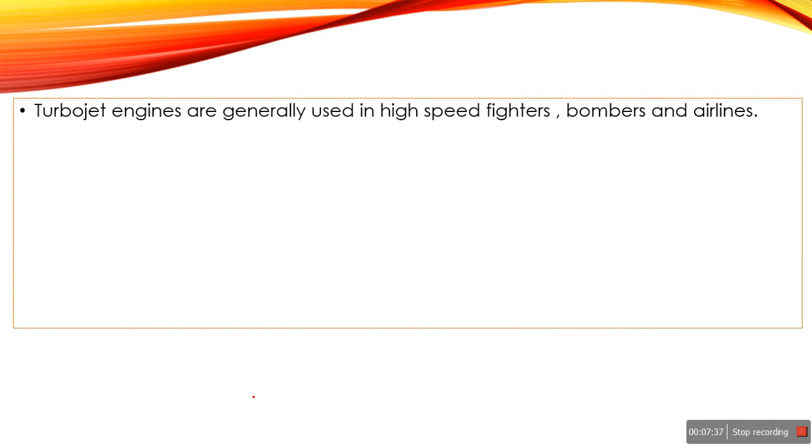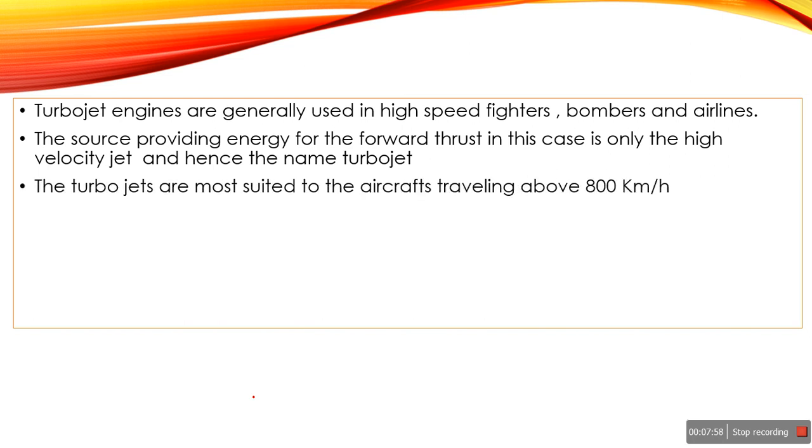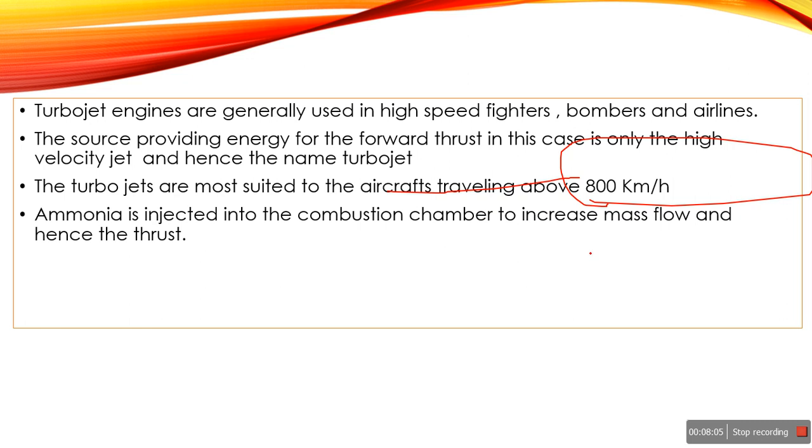Turbojets are generally used in high-speed fighters, bombers, and airliners. The source of energy for the forward thrust in this case is only the high-velocity jet, and hence the name turbojet. The whole propulsive motion is achieved because of the thrust force. They are most suited for aircraft traveling above 800 km per hour. Ammonia is injected, which is very important, into the combustion chamber to increase the mass flow rate and hence the thrust.